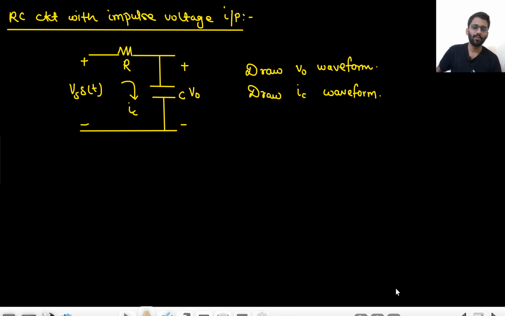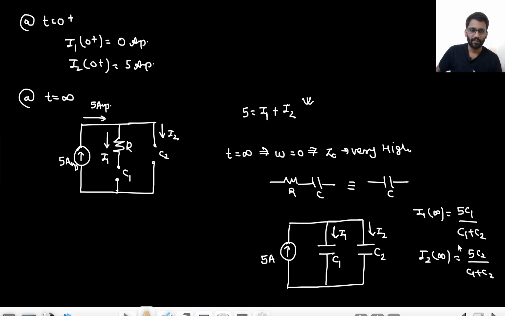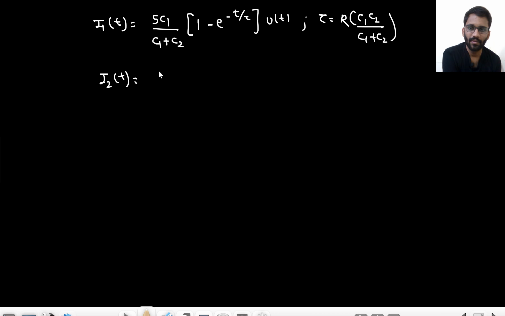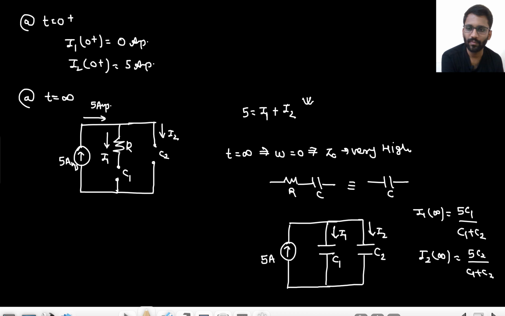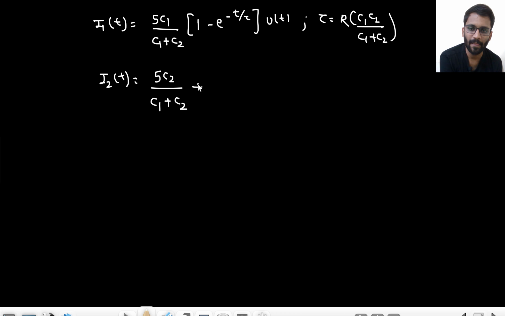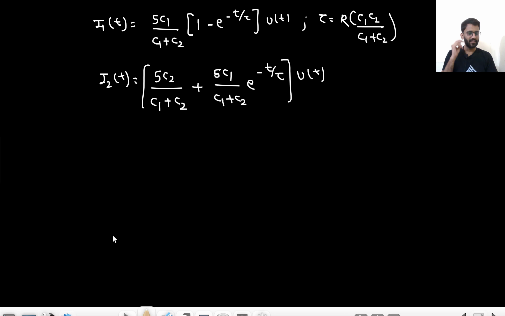What about I2(t)? It is coming from 5 and going to some value, that is 5 C2 upon C1 plus C2. So initially the value has to be 5. So it has to be 5 C2 upon C1 plus C2 plus an e to the power minus t upon tau u(t) term. How did I write this expression? Look, if I know the value at infinity, I just need to make sure that at t equals to 0, I have 5 ampere.